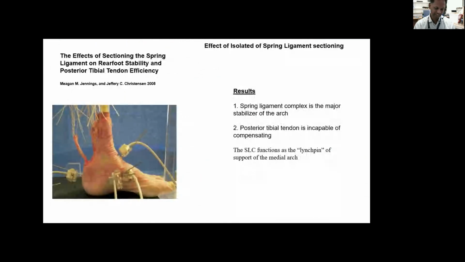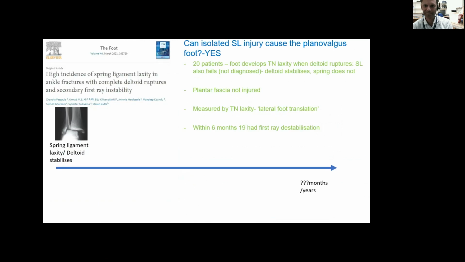But can the spring ligament alone cause problems, sectioning alone cause problems? And I think this is one of the most crucial studies, done by Jennings. What he was able to do was use positional potentiometers to look at peritalar rotational changes that occurred when you section the spring ligament. And he was able to find that when you section the spring ligament, he was able to induce non-visible peritalar rotational changes without visible evidence of a planus valgus model. And he correctly concluded that the spring ligament did function as a linchpin to support that medial arch.